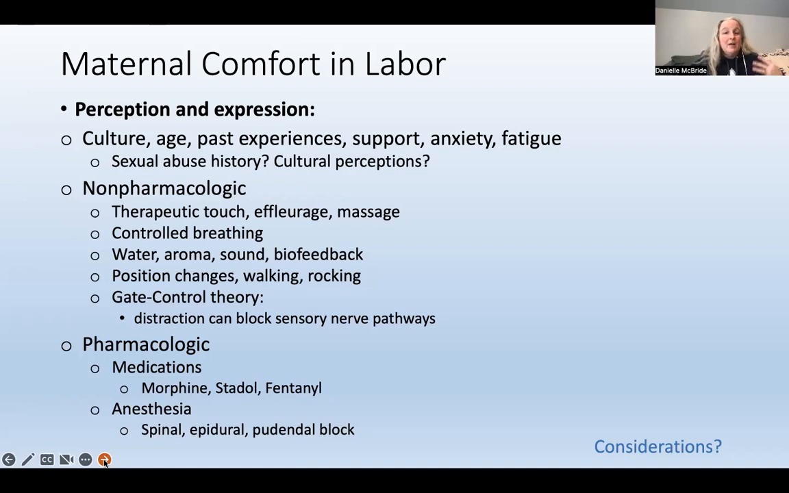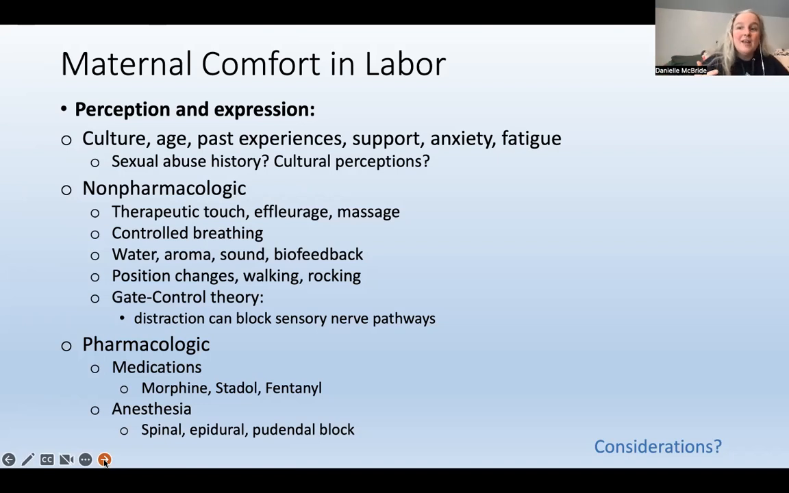Somebody who's had a lot of painful experiences might view pain differently than someone who's never had pain before. Or somebody who's very young might perceive that pain differently than somebody who's older. Or different cultures experience and perceive pain in different ways. Background, too. If we have a woman who has a sexual abuse history, she is going to have a different perception of this experience than someone who doesn't. So there's so many different things that feed this.